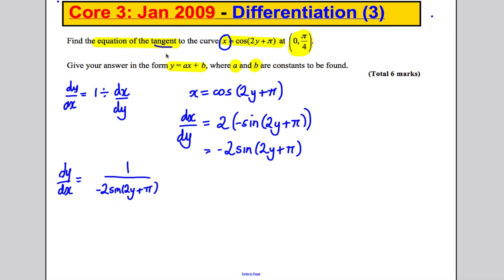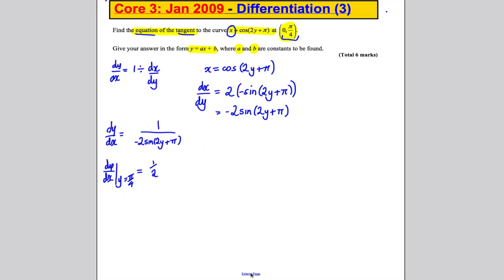Now, in order to get the equation of the tangent, you need the gradient of the tangent and a point on the line. Well, here's a point on the line, so we've got that. We just need to know what dy by dx is when x is 0, but our dy by dx isn't in terms of x, so when y is pi by 4, we work out dy by dx when y is equal to pi over 4 and substitute that in. Substituting that into your calculator in radians mode, you should get the answer that dy by dx at that point is a half, i.e. the gradient's a half.